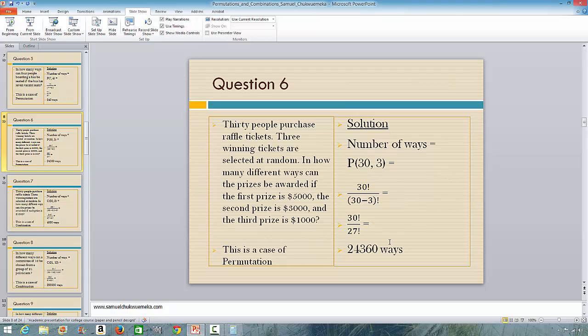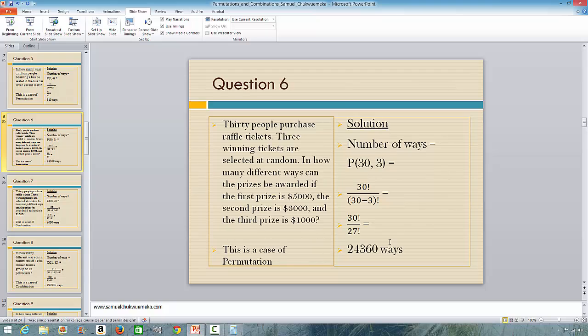Question 6. Slide 8. Question 6. 30 people purchase raffle tickets. 3 winning tickets are selected at random. In how many different ways can the prizes be awarded if the first prize is $5,000, the second prize is $3,000, and the third prize is $1,000?